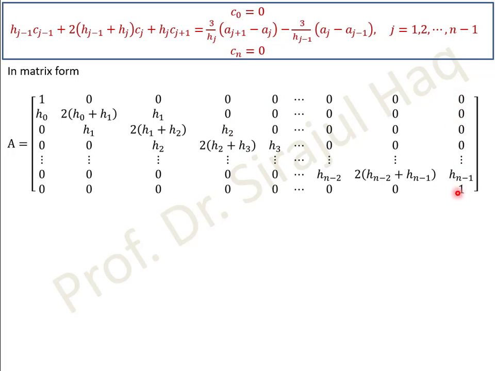So let's see. In the first equation, you can see that I can write this equation as 1 multiplied by C naught is equal to 0. So the coefficient of C naught is 1, and that's the reason I have used 1 here. And the rest of the Ci's are missing in this equation, so their coefficients are totally 0.